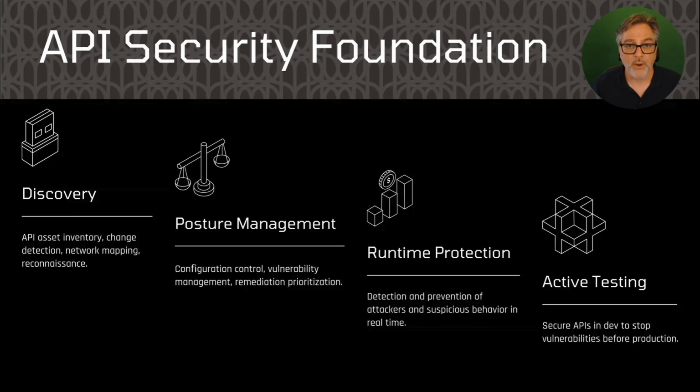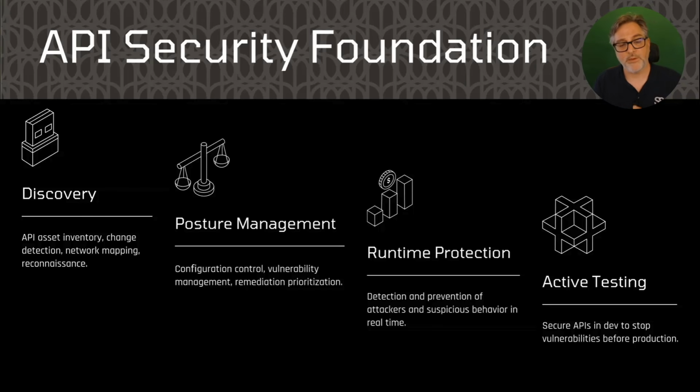that are perhaps being exploited or that have anomalous behavior within the application and within the APIs that consume the application. Runtime protection is how you observe that. So you're detecting and preventing attackers and suspicious behavior in real time.